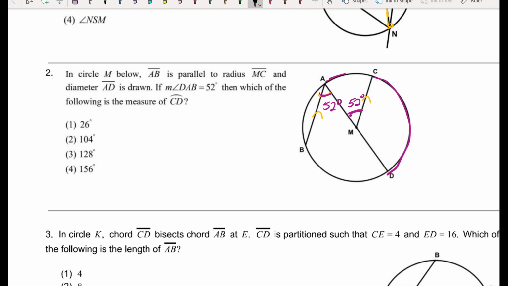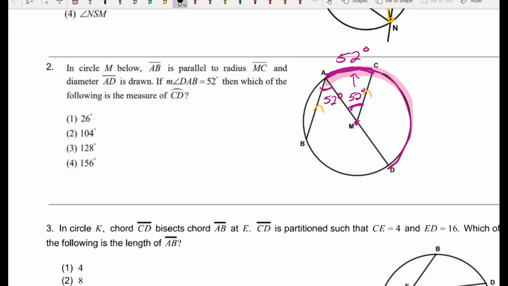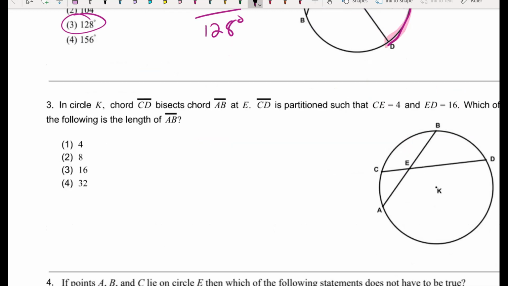Which means if I just mark arc AC there, I could say that arc is 52 degrees as well, because remember, that's a central angle. It has a vertex at the center, and a central angle is equal to the arc it intercepts. Now, the last thing I notice is that arc AD should be 180 degrees altogether, because they told me that I've got this diameter AMD there. So if I subtract 52 from 180 to find the missing piece, my missing arc for CD is 128 degrees.